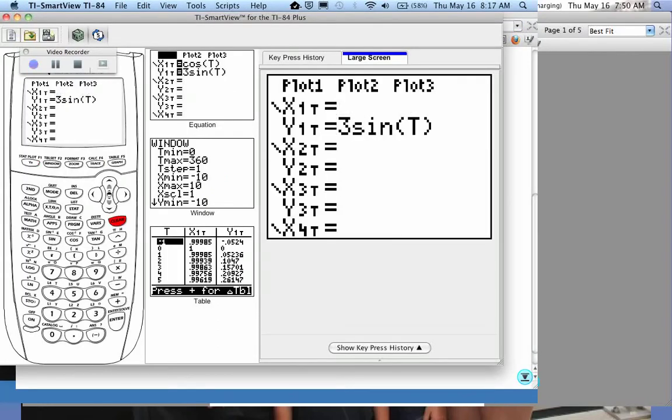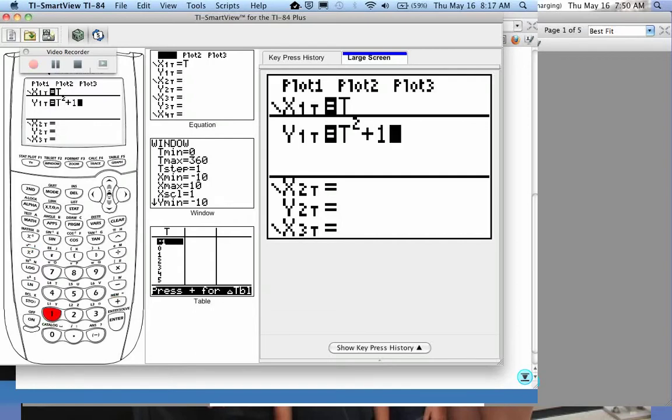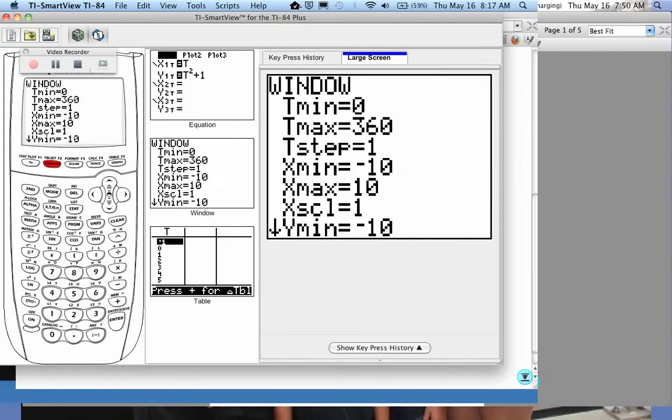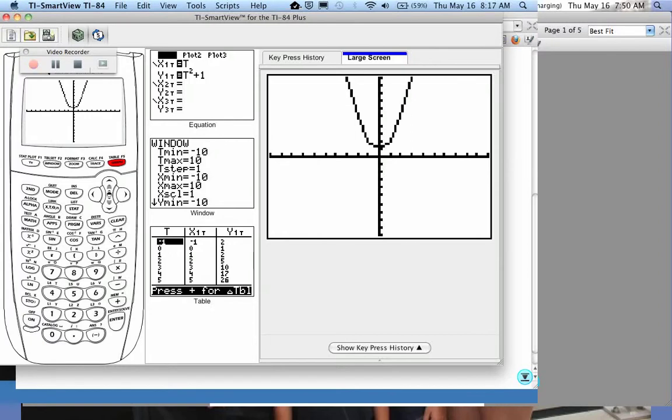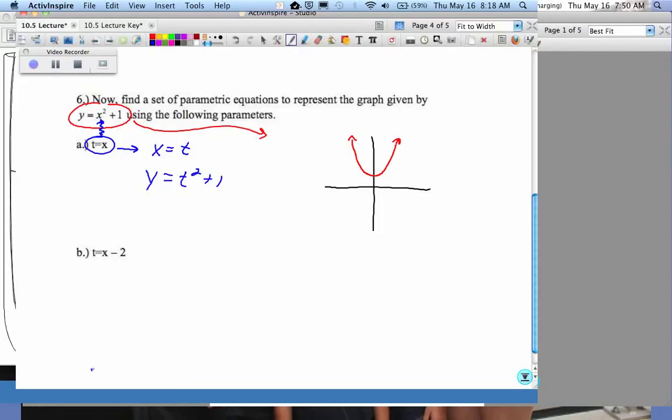So let's go back to our calculator. Clear that out. I had x is equal to t, and this one is t squared plus 1, right? And the window, now I'm going to go back to a negative 10 to 10 window. And I don't care in this case, but it matches, right? We already have the mental image of a U-shaped graph shifted up 1, and there it is. We can do the same thing here.